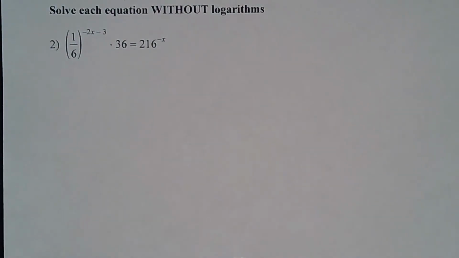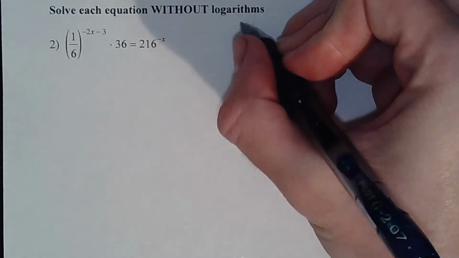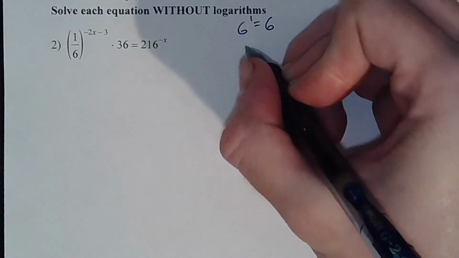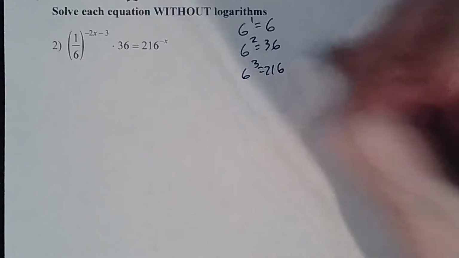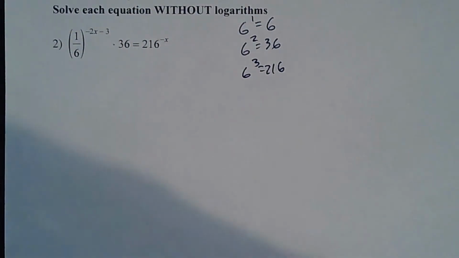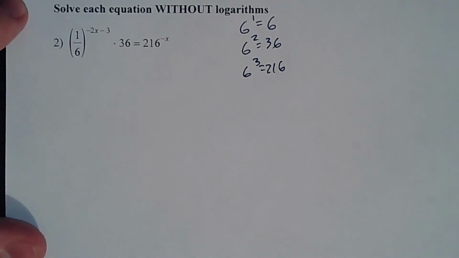Specifically in your notebooks, you should have a huge list of numbers written out that we did together. Specifically, 6 to the 1 is 6, 6 squared is 36, and 6 cubed is 216. You're going to need those for this problem because we have all these 6's in it. Let's go ahead and rewrite each one of those as a base of 6.